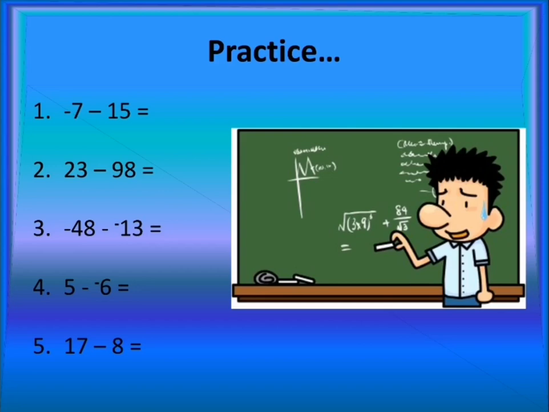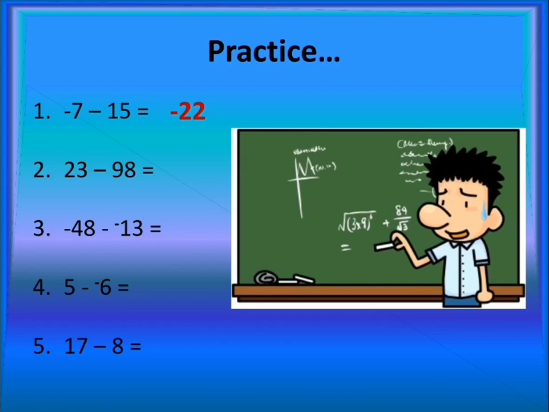Okay, so checkan na natin. So, negative 7 minus 15 is equal to negative 22. So, paano nakuha yung negative 22? Negative 7 minus positive 15. So, keep yung negative 7. Then, subtraction, gagawin nating addition. And then, positive 15, gagawin nating negative 15. So, negative 7 plus negative 15 is negative 22.